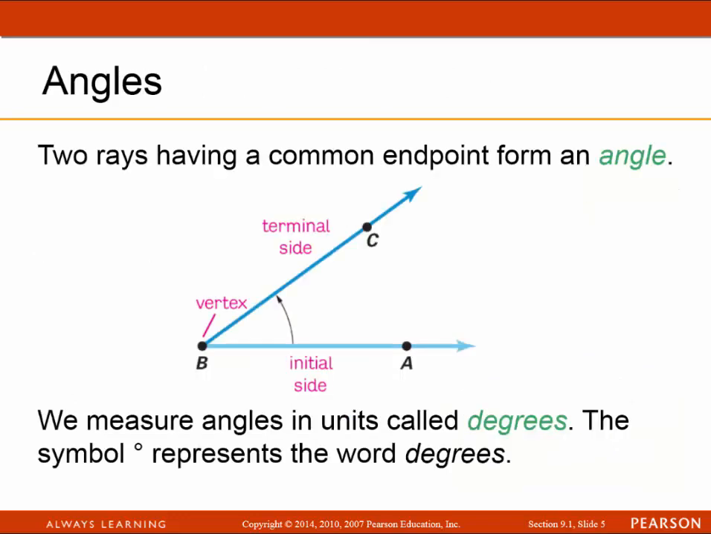The next thing we're going to talk about are angles. So two rays having a common endpoint form an angle. So here we have the initial side, which is ray BA, and then we have the terminal side, which is ray BC. Now the vertex of this angle is point B, and the measurement between the initial side and the terminal side is measured in units called degrees, and then we use the symbol that represents the word degree.